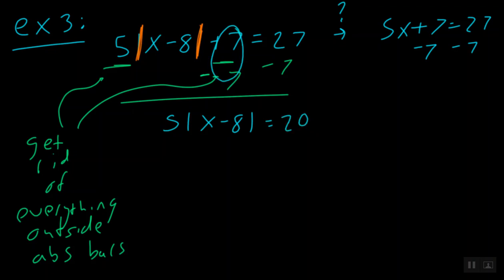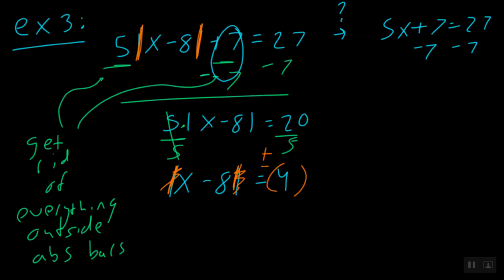Now notice that from here, we're still trying to get rid of that 5, and we will divide both sides by 5. Reason being, when two things are side by side, they're being multiplied. So once we divide, that goes away. And now we have the absolute value of x minus 8 is equal to 20 divided by 5, which is 4. Now that our absolute value bars are the only thing over here, we get rid of them by making this positive 4 plus or minus.